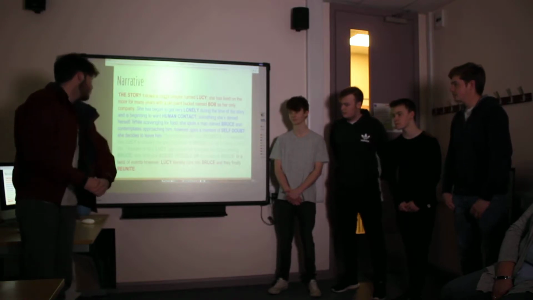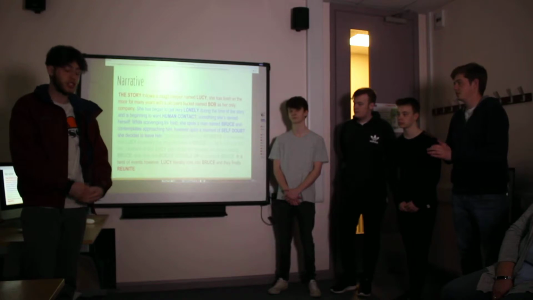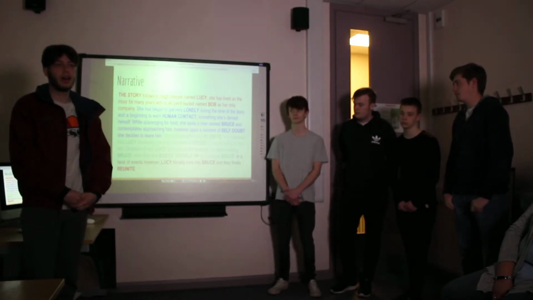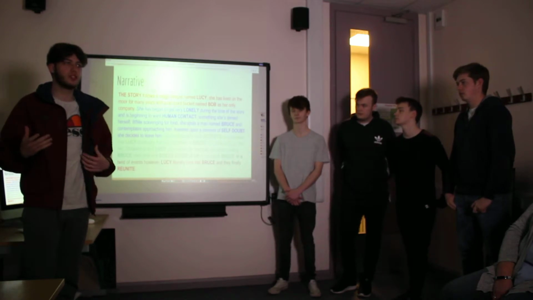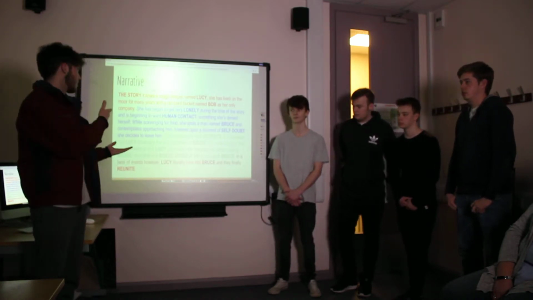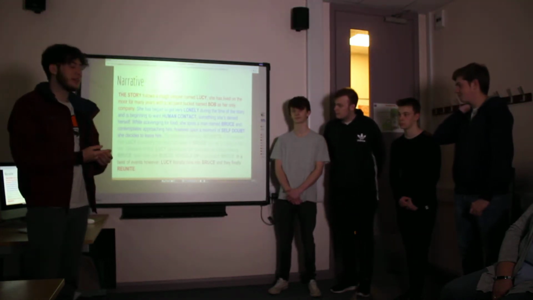So the narrative follows a rough sleeper named Lucy. She lives out on Dartmoor and she chooses to live on Dartmoor to avoid the streets. As she's on Dartmoor, she's beginning to get more and more lonely, and she lives up there with a bucket named Bob as her companion.